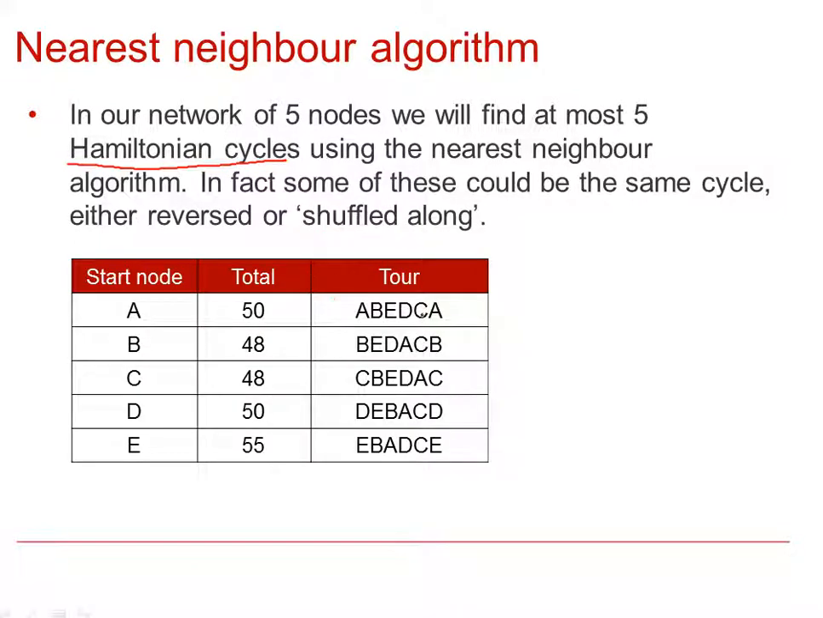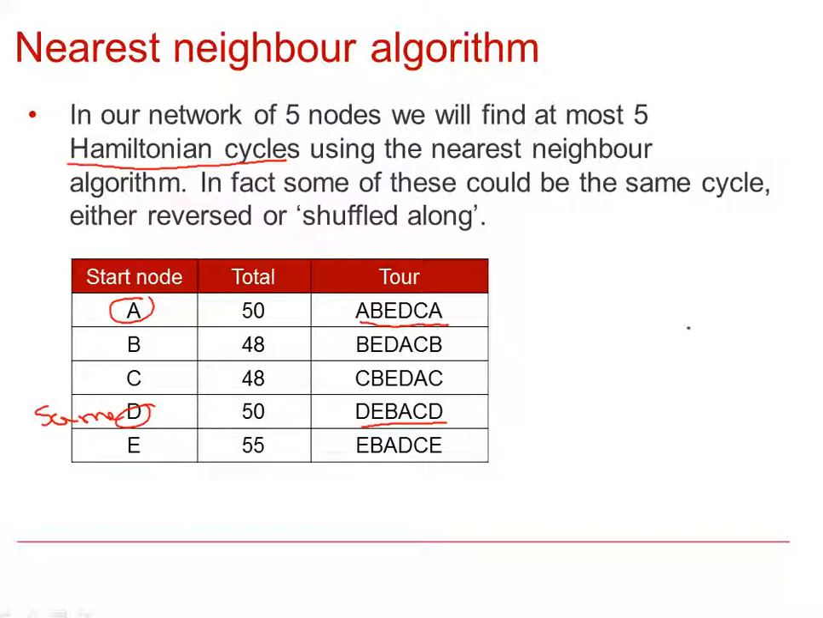So if we look at the table, we can see that A is A, B, E, D, C, A, and D is D, E, B, A, C, D. And if you look closely, A and D are the reverse of each other, but at different starting points. The different starting points don't matter, it's just shuffled along, so you can see that this is the reverse of this. So A and D are the same Hamiltonian cycle.